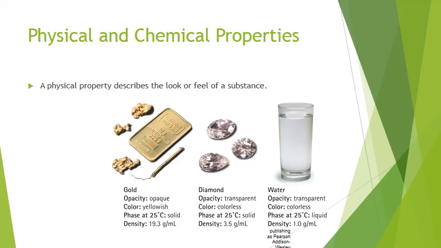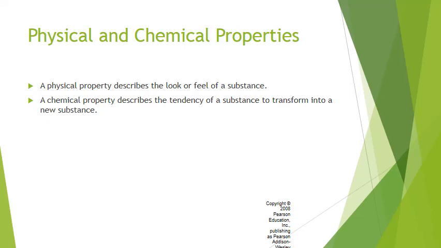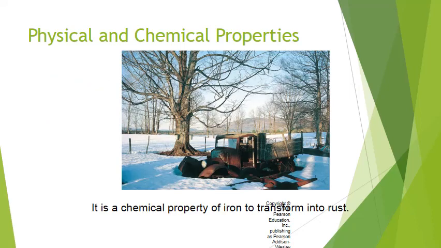The physical property has to do with the look or the feel of a substance. That should not be confused with chemical properties. Chemical properties have to do with how substances perhaps transform into other substances. For example, iron. Iron has a chemical property that it can turn into iron oxide, rust, in the presence of air and water.